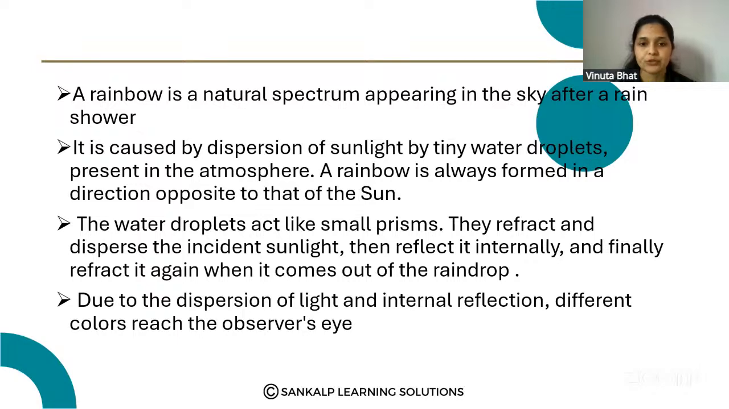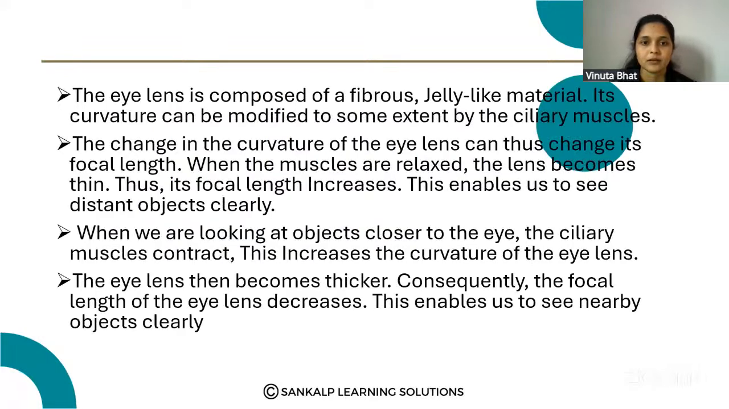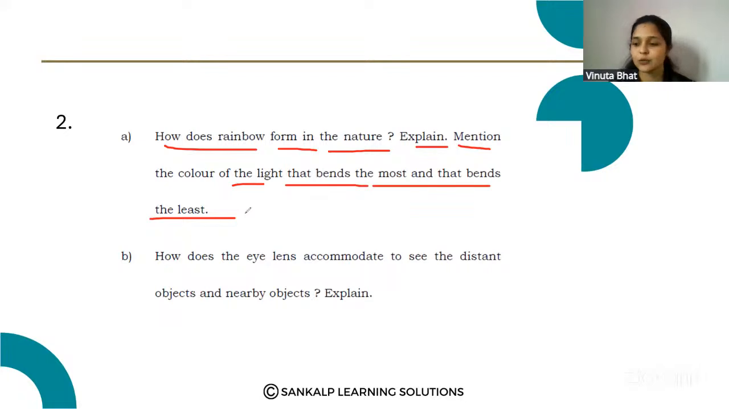Very important question. Explain the formation of rainbow in the nature. Okay. Next question. Yes, it is also the same question, a repeated question. How does rainbow form in nature? Explain. Mention the color of light that bends the most and bends the least.